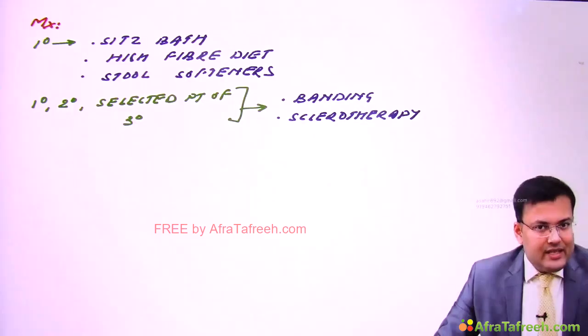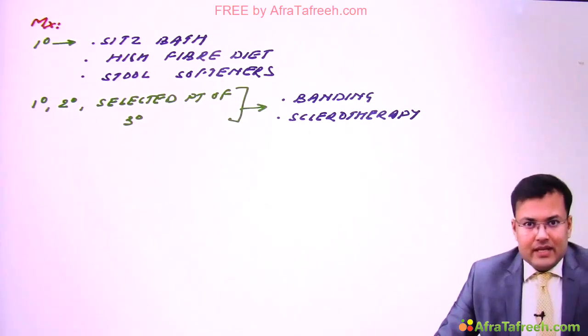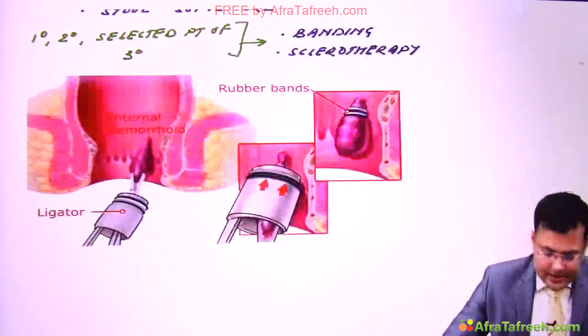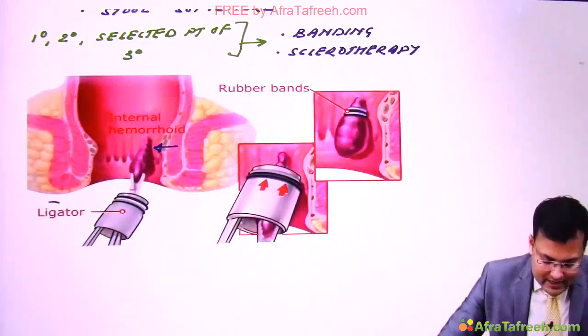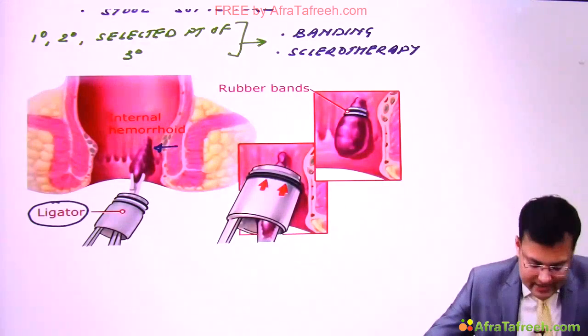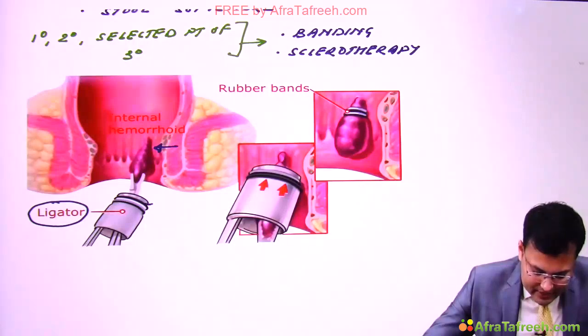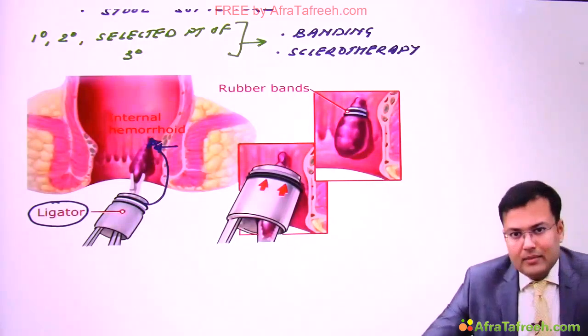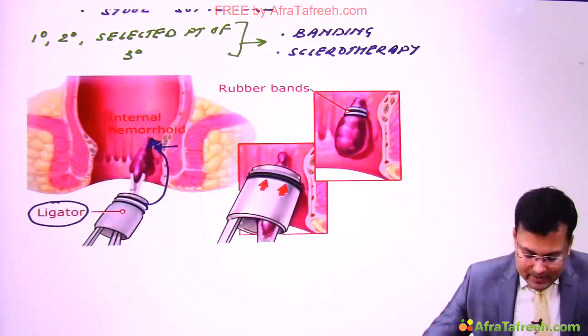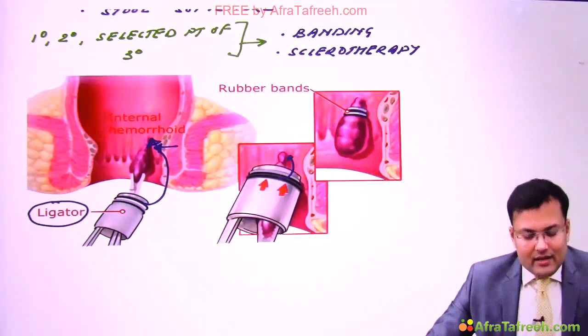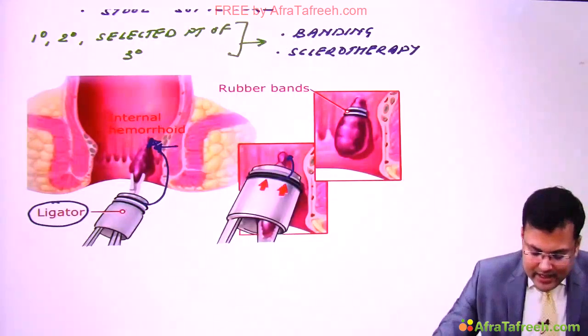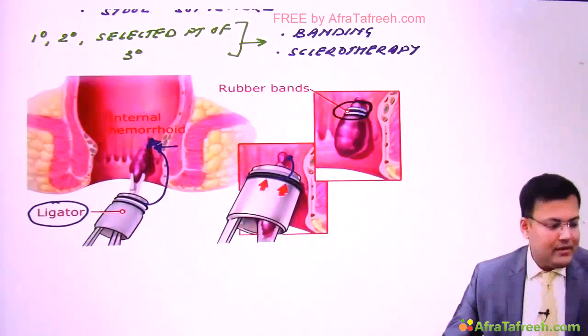Now see how we are doing the banding and sclerotherapy. Banding is so easy that even after 15 days of posting in internship, interns are doing the banding in minor OT. How do we do it? Have a look. In this picture, you can see that this is the internal hemorrhoid and this is the ligator. With the help of this ligator, I am going to apply these rubber bands near the base or near the pedicle. We are going to fire the rubber bands.